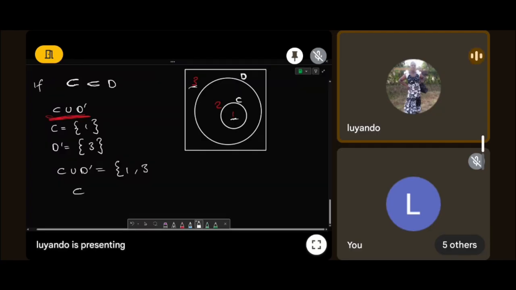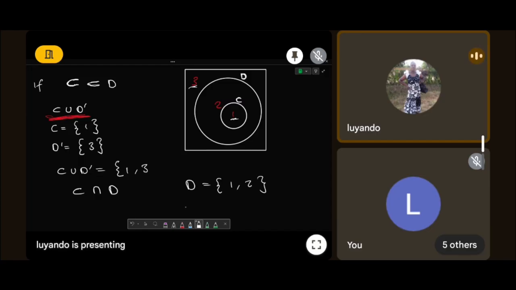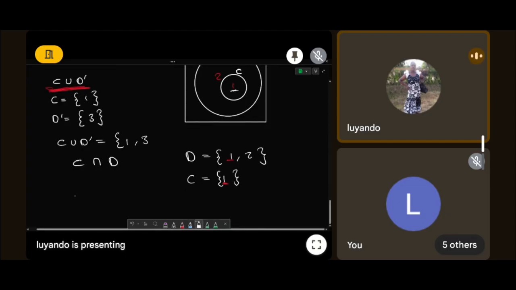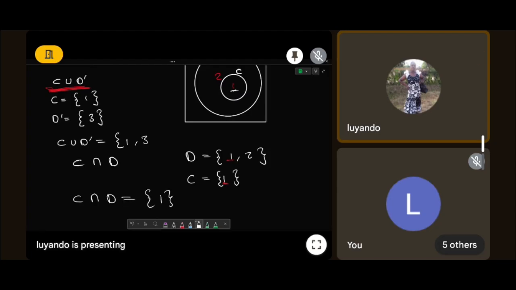So the first one says you have C intersection D. We know what D has. D has 1 and 2. We know what C has. C just has 1. If we were to take the intersection of this, we find that they only intersect at 1. So we are saying C intersection D is equal to 1, just the element 1.